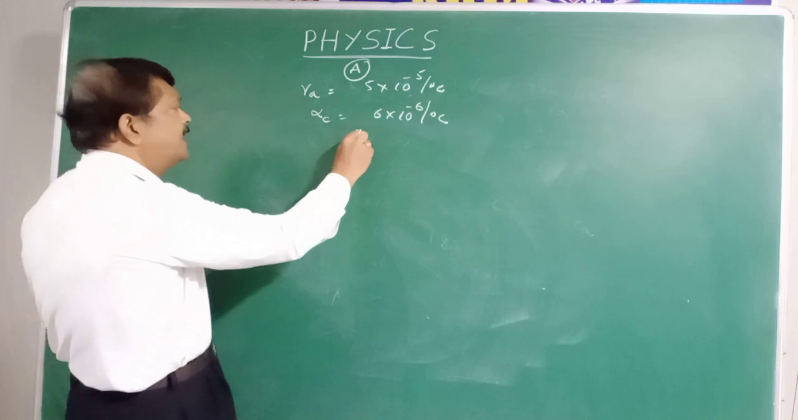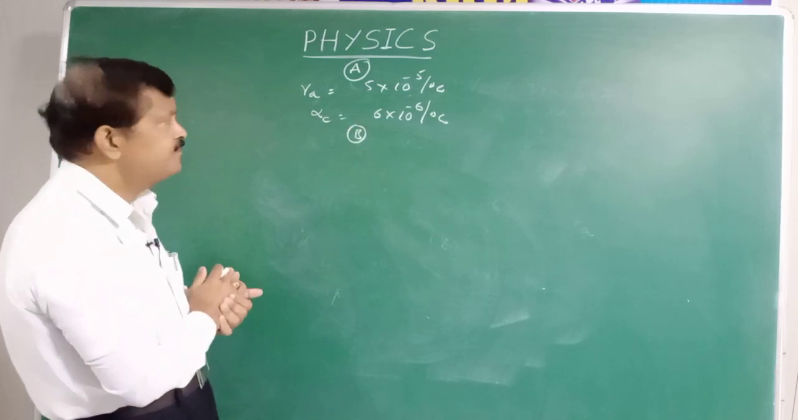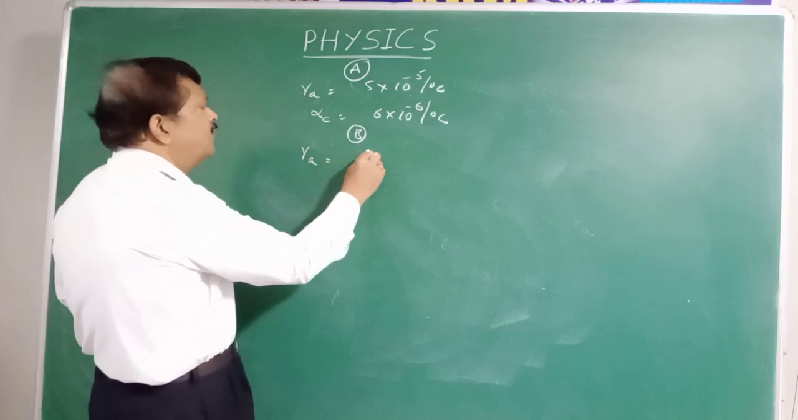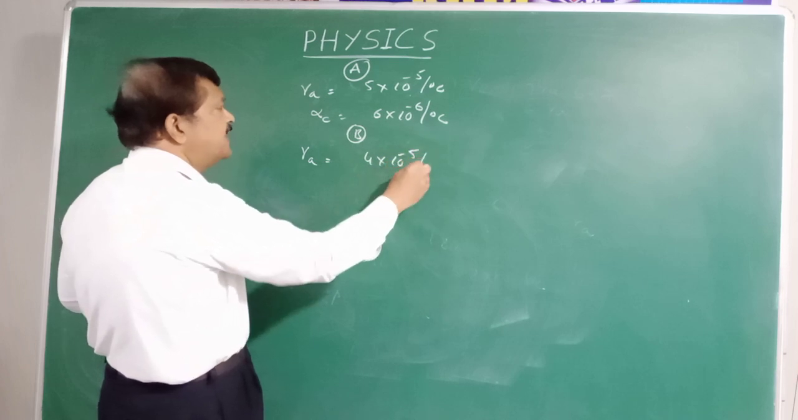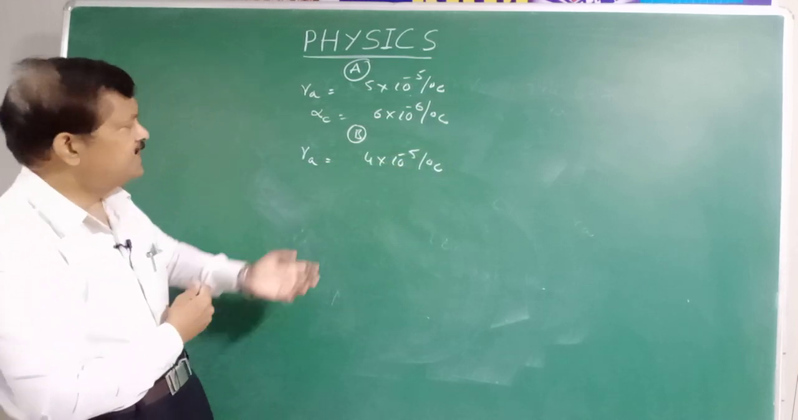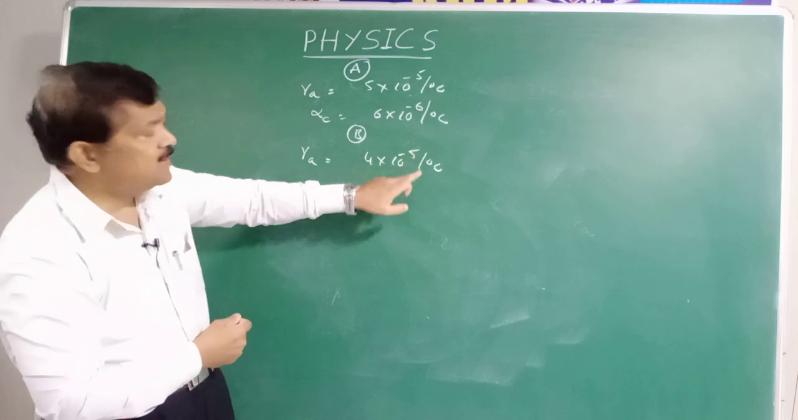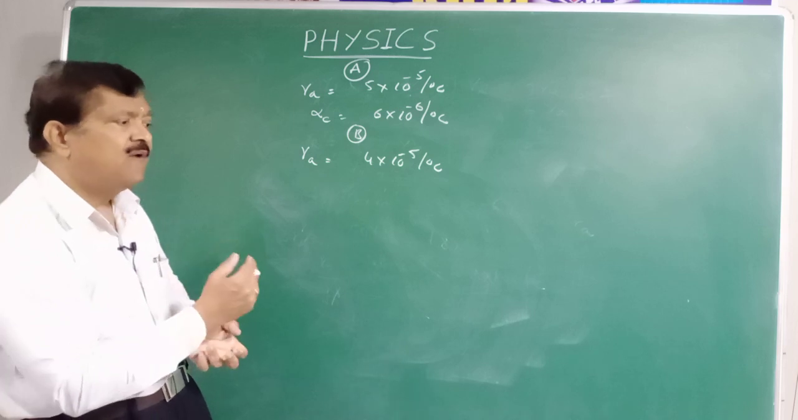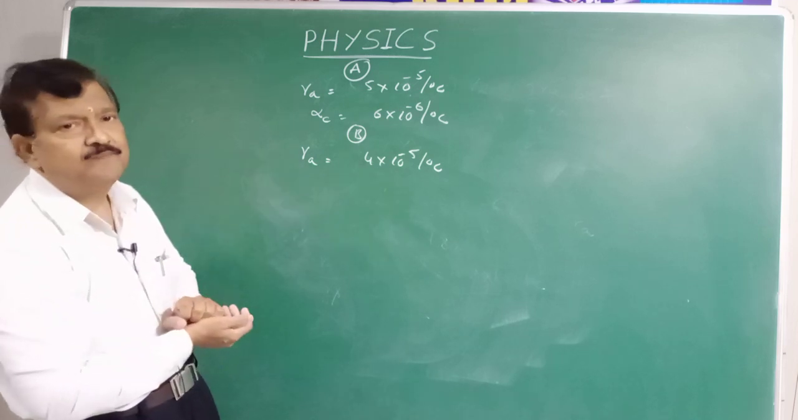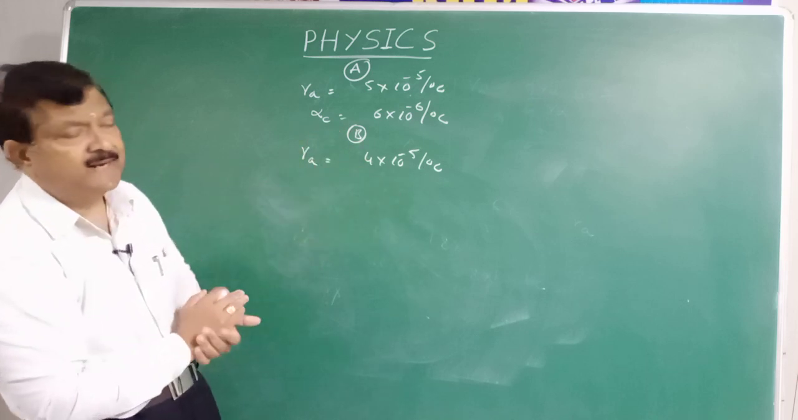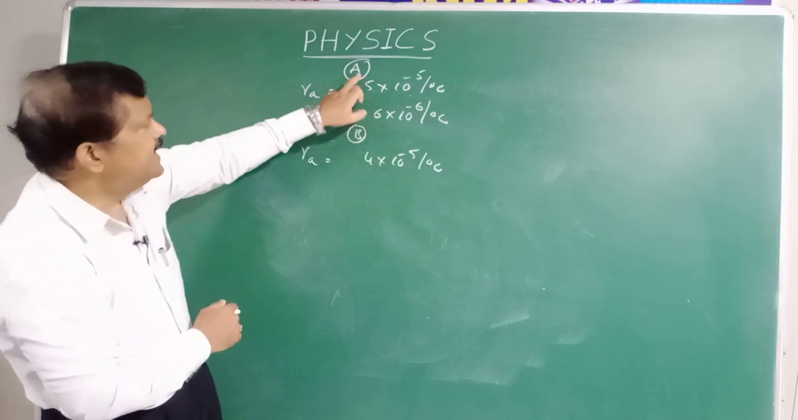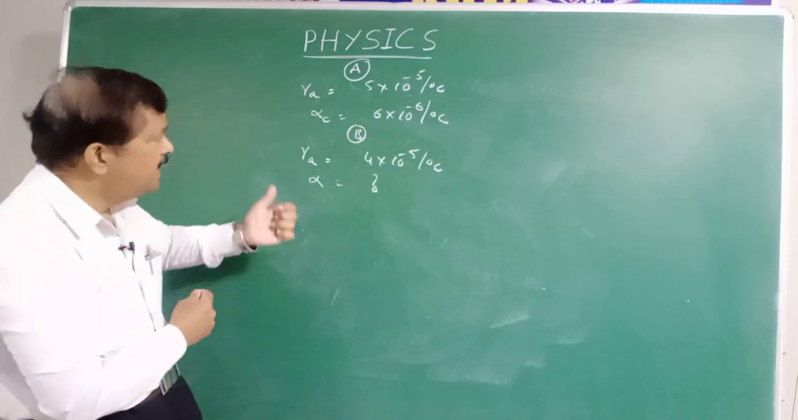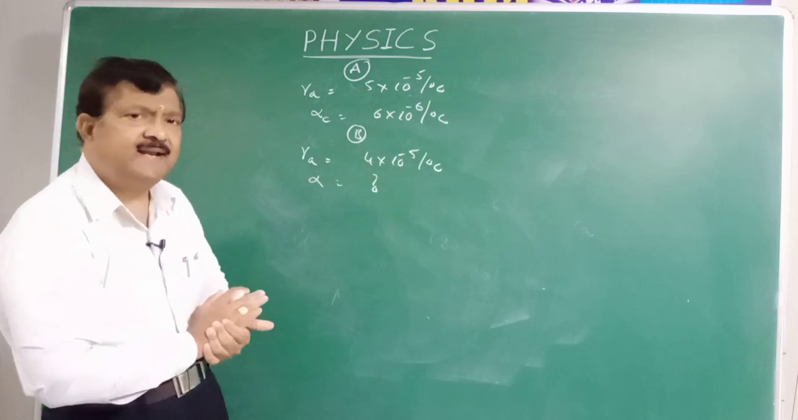In another container B, I found that the coefficient of apparent expansion is 4 into 10 power minus 5 per degree centigrade. Now, I want the value of alpha of that particular container. Here alpha of the first container A is given. For the second container, we don't know the value of alpha, so we have to find out the value of alpha for the second container.